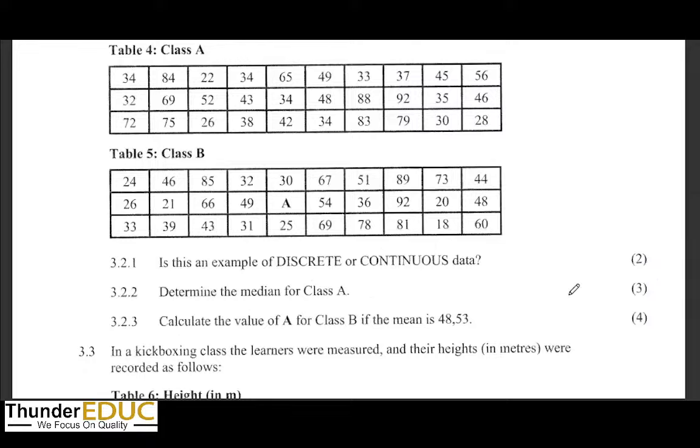Is this an example of discrete or continuous data? We shall say it's discrete. Why? We are dealing with whole numbers.